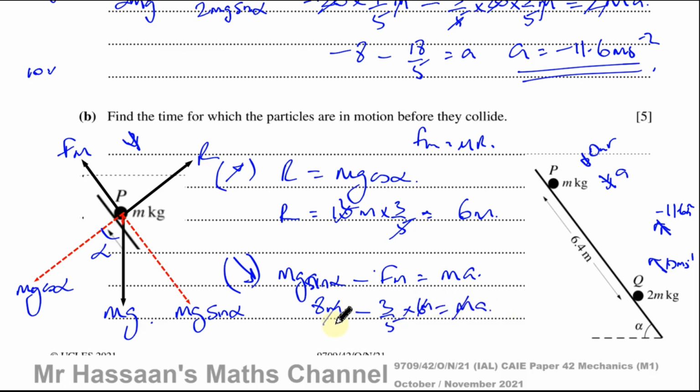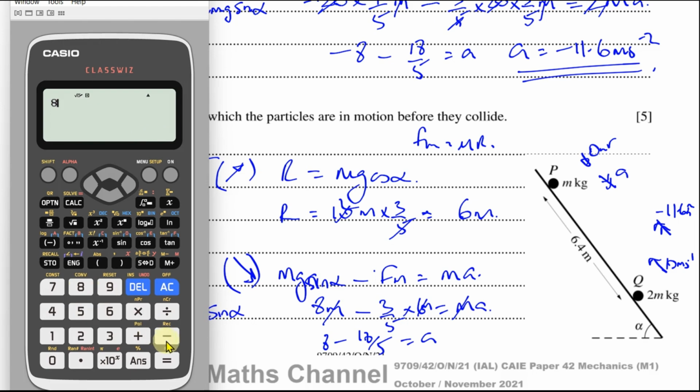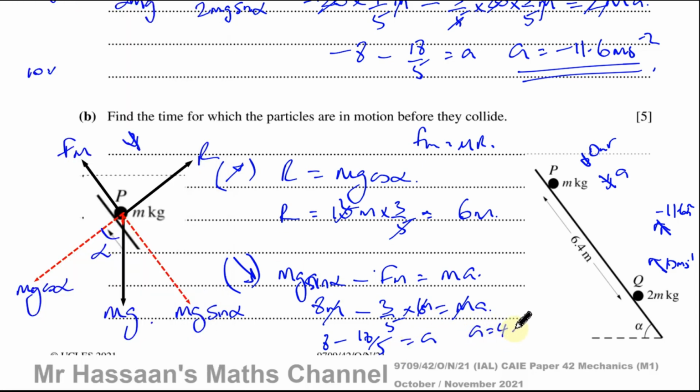So the m's will cancel out. You have 8 minus 18 over 5 is equal to a. When you do that, what do you get? That gives you 4.4. Acceleration is equal to 4.4 meters per second squared. So Q is moving up at a speed of 10 meters per second initially, but decelerating at 11.6 meters per second squared. P starts from rest and accelerates down at 4.4 meters per second squared.